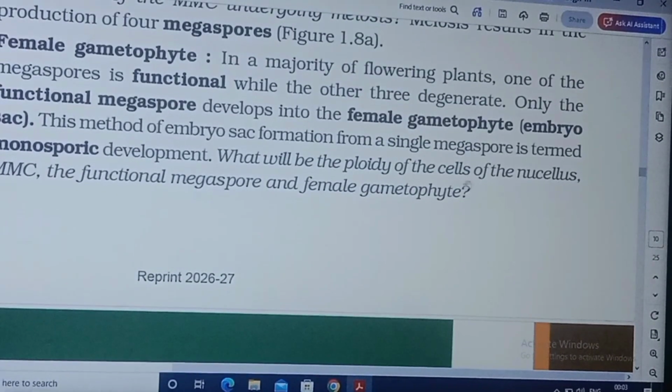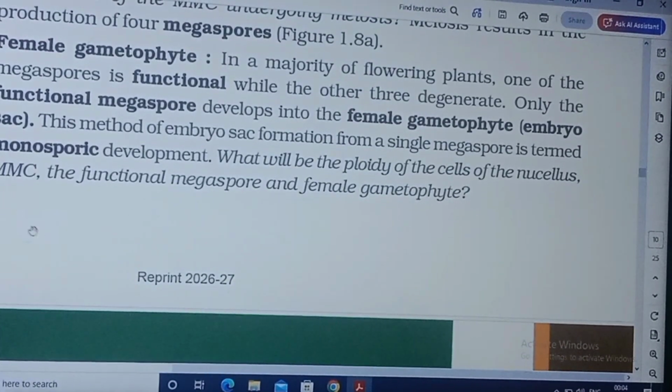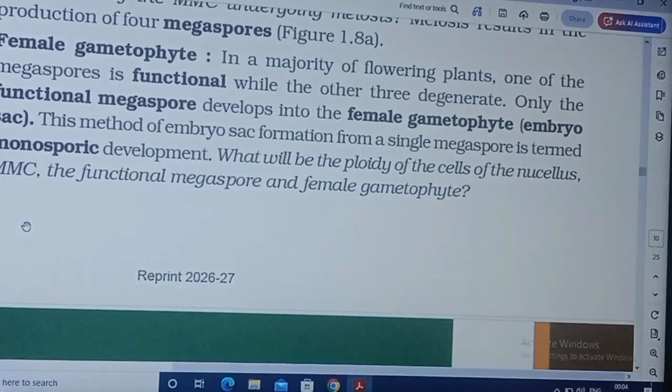What will be the ploidy of the cells of the nucellus? Microspore mother cell, megaspore mother cell, the functional megaspore and the female gametophyte. You have to find the answer for this question. I will tell you the answer in the last video, along with the answers for all the questions that they ask in the middle of the NCERT lines.